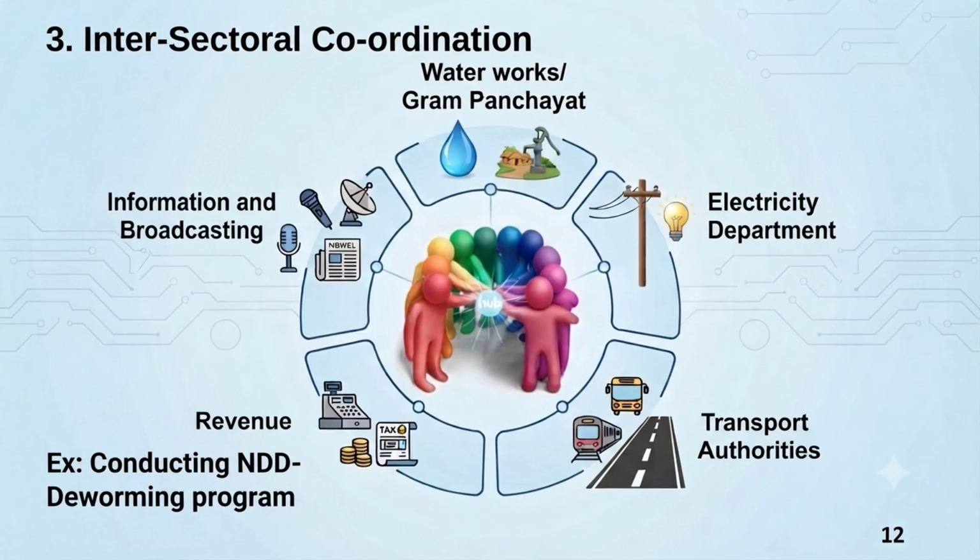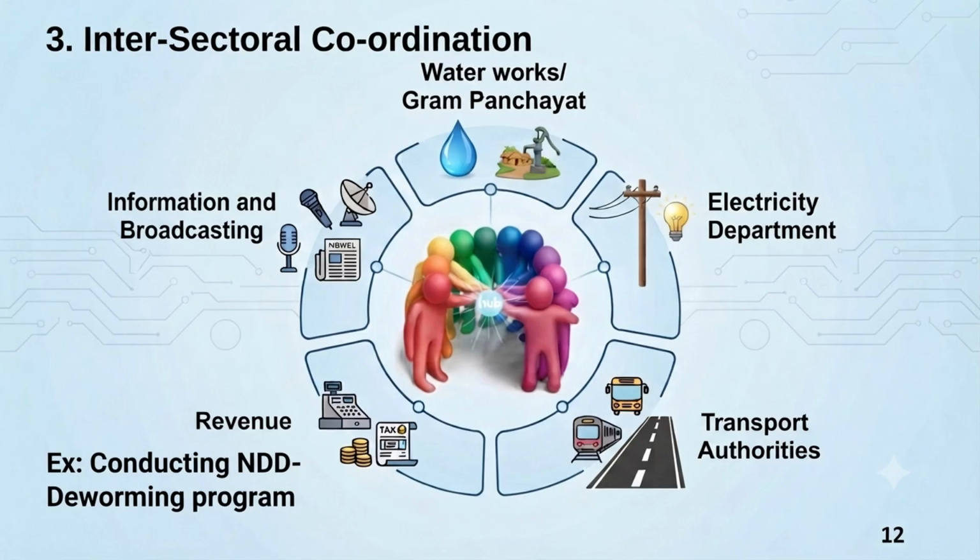And this intersectoral coordination we will discuss with one example of conducting a deworming program on National Deworming Day. To conduct this national deworming program, we need albendazole tablets or syrups, and we will conduct these deworming sessions in schools and colleges for 1 to 18 year old children. Children less than 5 years will be dewormed in Anganwadi centers. So in all these places, the deworming program will be conducted. And on that date, to conduct it efficiently, we should utilize the services of other sectors also.